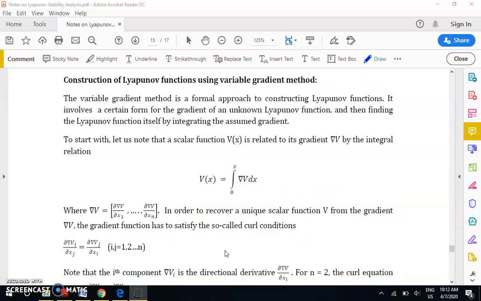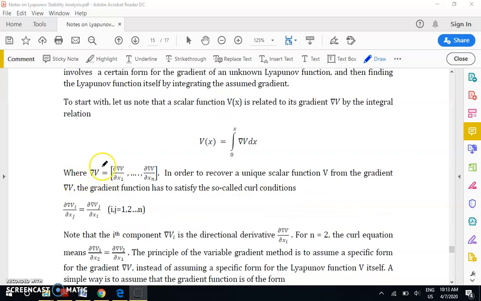Now let us look at another method of constructing a Lyapunov function, which is the variable gradient method. This variable gradient method is a formal approach of constructing a Lyapunov function. It involves a certain form of gradient, which is also equivalent to the directional derivative of a function, and then the Lyapunov function is constructed by integrating the assumed gradient. So if ∇V indicates the gradient of a function, then V(x) can be constructed from this gradient as V(x) equals the integral from 0 to x of ∇V(x) dx.